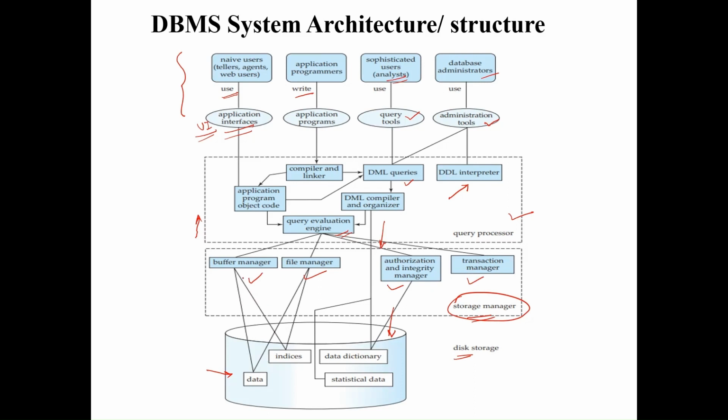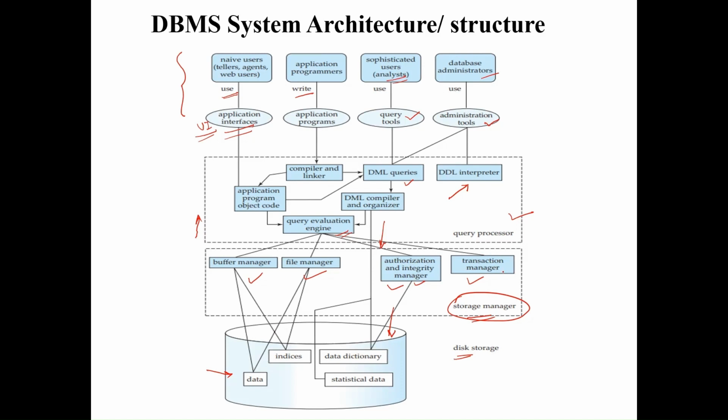The buffer manager's function is to retrieve and store the data from the disk storage into the main memory. The file manager handles how the data is stored in terms of the file system. The authorization and integrity manager checks the integrity of the database. The data should be consistent; integrity has to be maintained. Authorization has to be checked, meaning the authentication of the data by different users has to be checked.